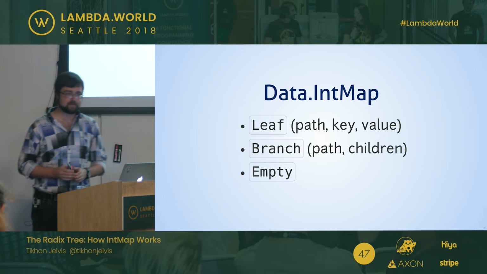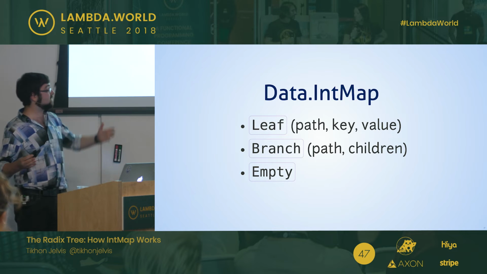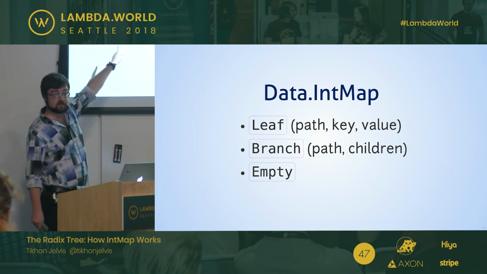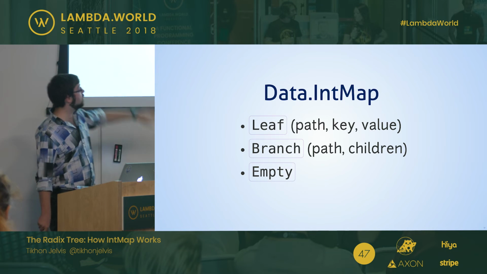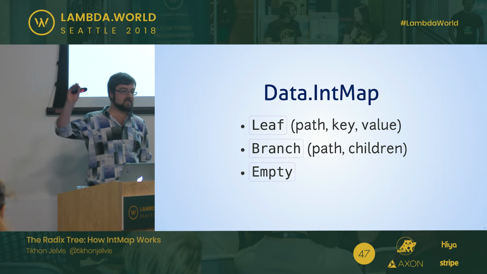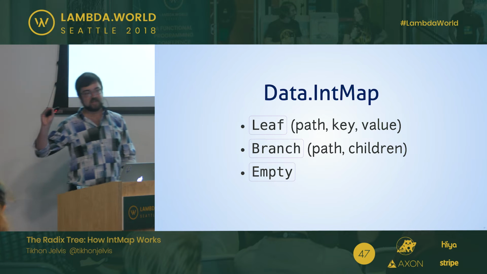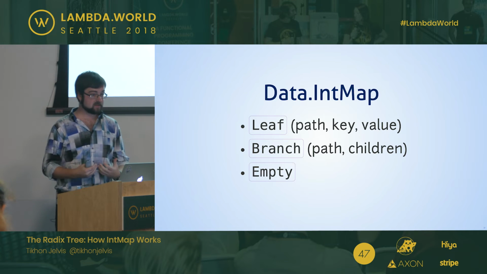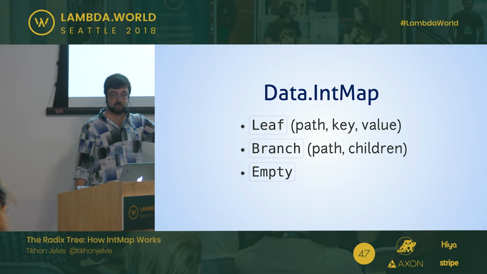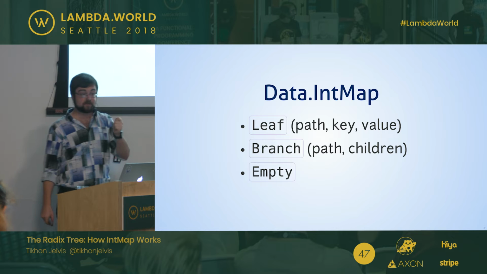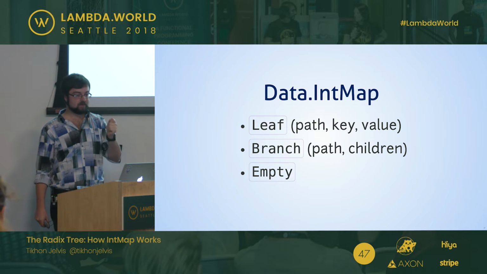So in Data.IntMap, we have 3 possible constructors. Either we have a leaf, which contains the key and the value, or we have a branching node, which is one of these intermediate nodes. And the branching node needs to tell us a few things. It needs to tell us what the prefix before the branch was. It needs to tell us what bit of the key we're branching on.